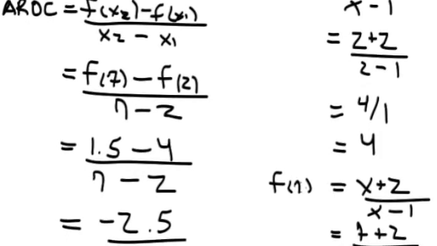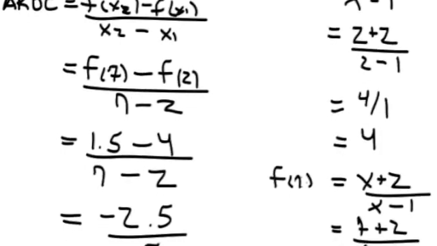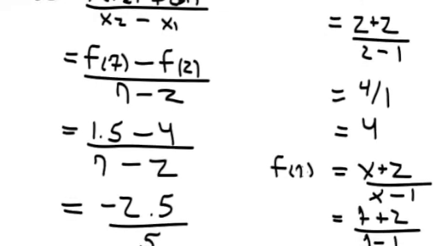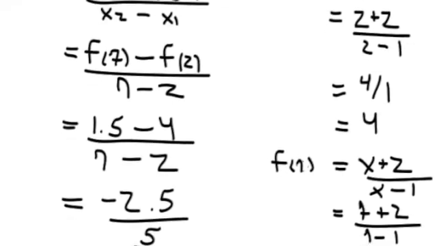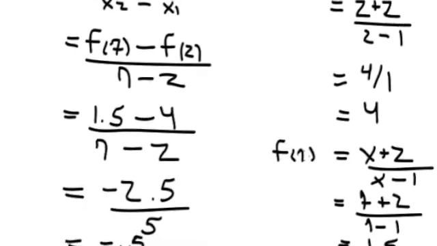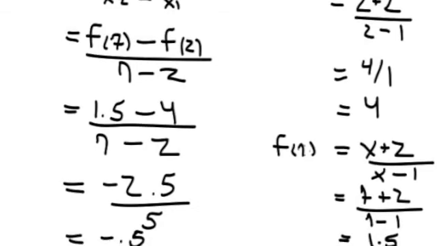So back with our other equation, we have (1.5 − 4)/(7 − 2), which equals −2.5/5. Our final answer is an average rate of change of −0.5. This negative value corresponds to a decreasing portion of the graph.